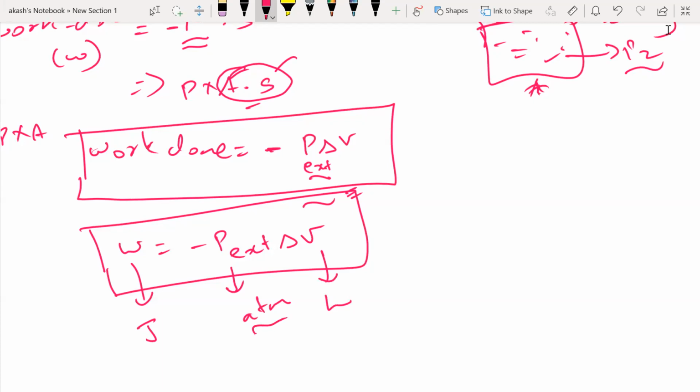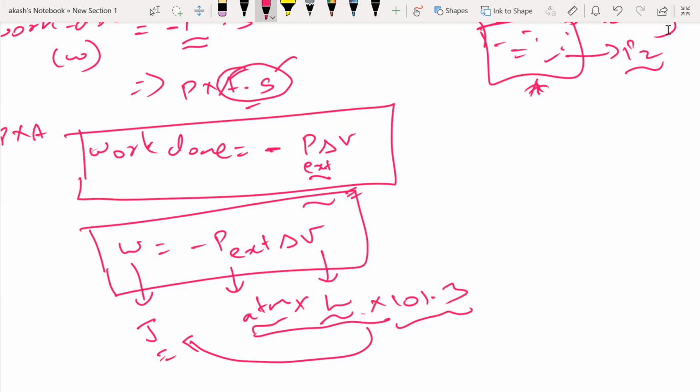So how is it that you multiply ATM into liters and you're getting joules? No, that is not possible. Okay, so what you have to do is, people, ATM into liters, you have to multiply this value by 101.3, so this entire thing can be changed into joules, right?